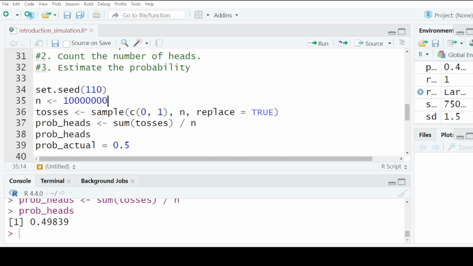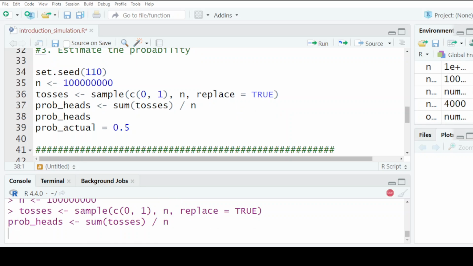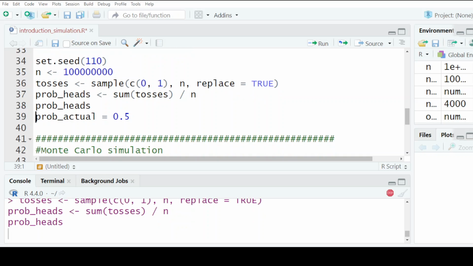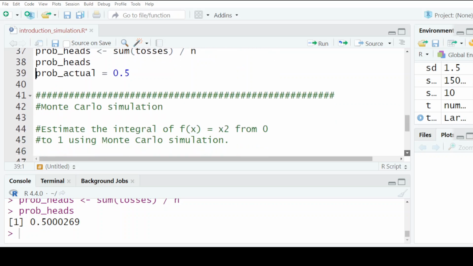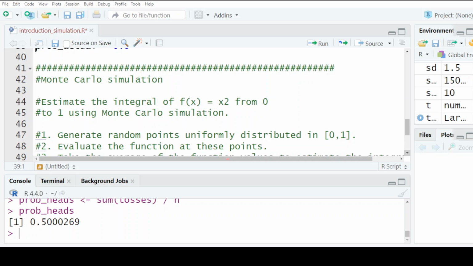If I add 2 more zeros, that makes it 10 million, and I can make it 100 million. The more samples you do, the longer it will take to generate the solution, but the chances increase that the value you get is the accurate value. You can see now what I'm getting, 0.500269. But you see it has taken a little longer because of the many samples. It does it 100 million times.